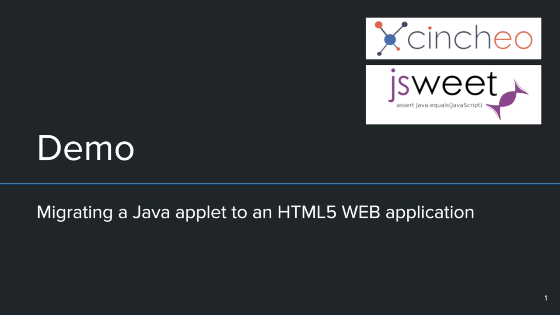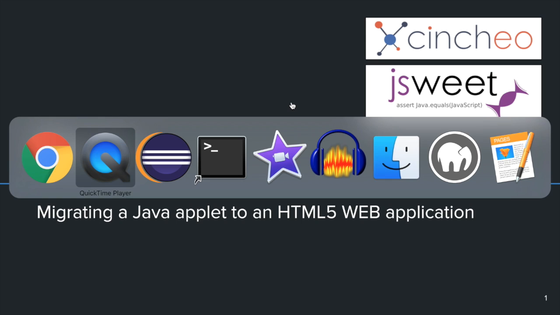In this demo, I am going to show you how to migrate a Java applet to a true HTML5 application. I will be using the J Suite transpiler, which is a powerful tool to write your code in Java and translate it to TypeScript and JavaScript.